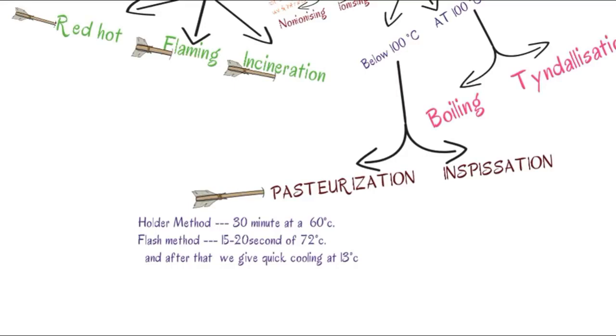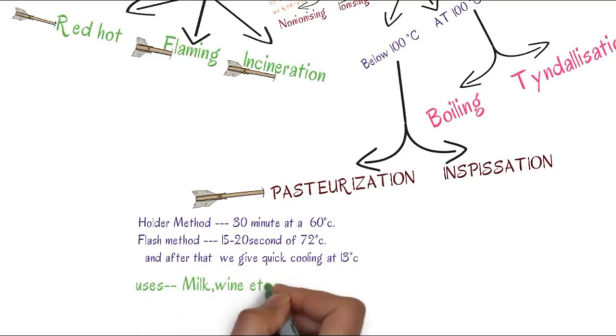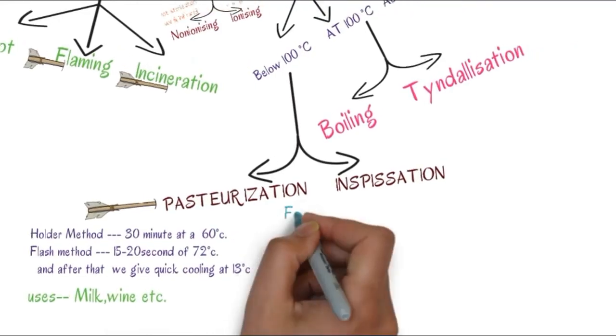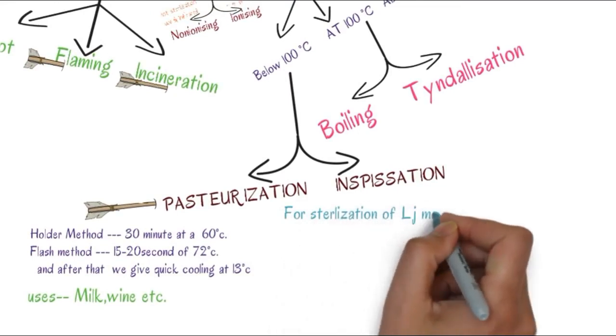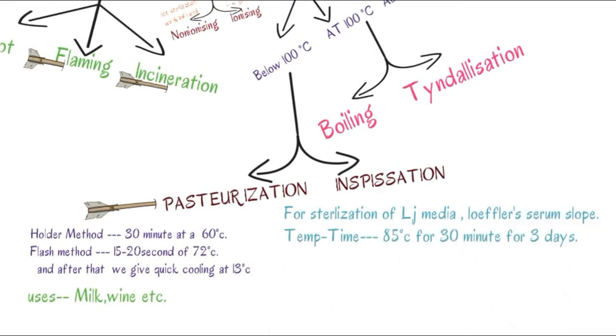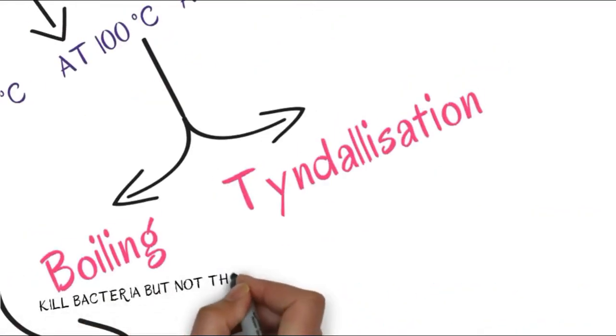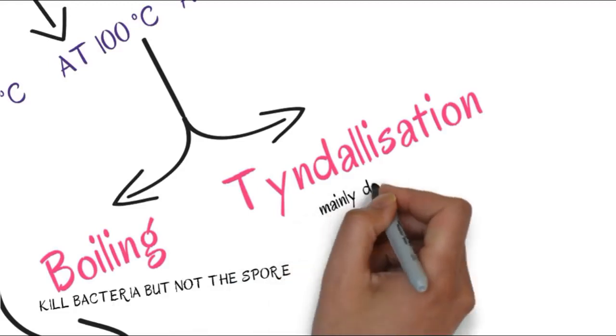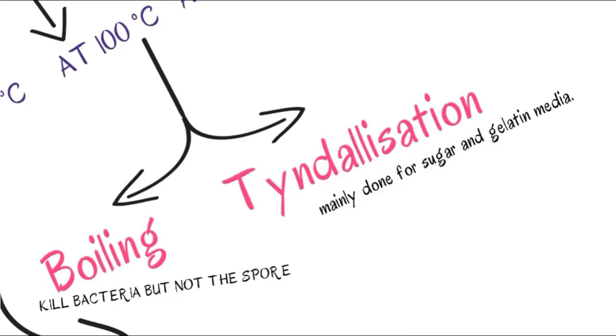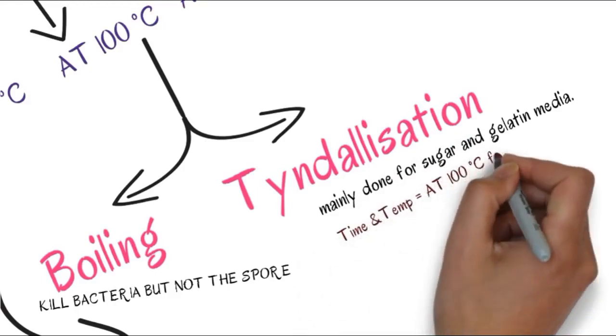Pasteurization is mainly for milk and wine, which may be degraded by high temperature. Inspissation is mainly done for media like Loeffler's serum slope, which contain egg that may coagulate at high temperature. The time and temperature for that is 85 degrees Celsius for 30 minutes for 3 days. Remember these 3 days. In the case of boiling, boiling kills the bacteria but not the spores. Tyndallization is also very important. It is mainly done for sugar and gelatin media. The time and temperature for that is 100 degrees Celsius for 20 minutes, but for 3 consecutive days.